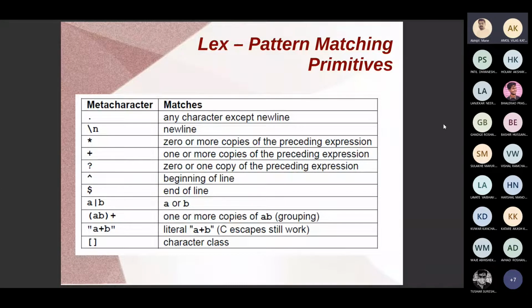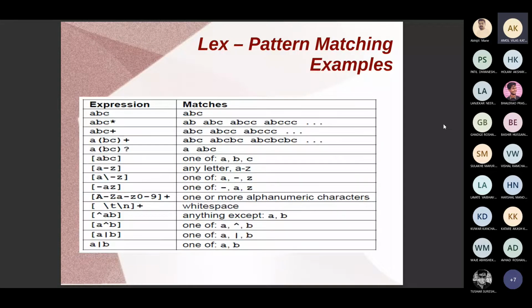Then the character classes that you have to know about: if at least any one of the characters in that character class occurs, it matches and returns directly. So you can use bracket a dash z, meaning a to z; any character between a to z that matches in your input string is returned.